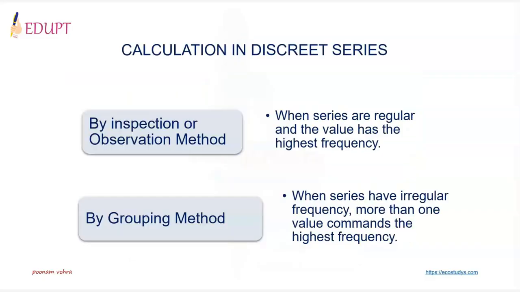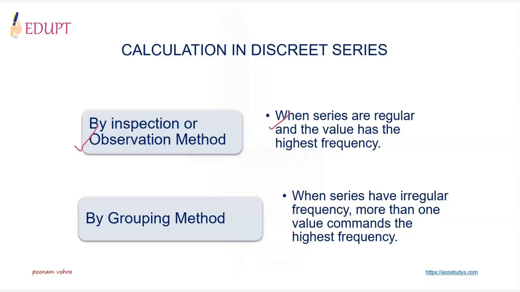In discrete series, mode is calculated by the inspection or observation method. When the series is regular, only then can this method be used, and the value that has the highest frequency in the series is identified as mode. This we have already discussed in individual series. This method is used only when there is a single maximum frequency.